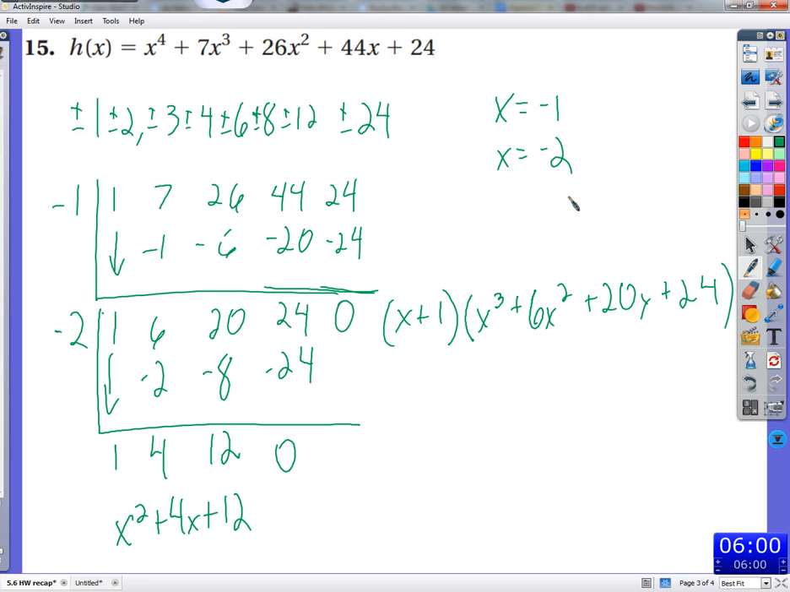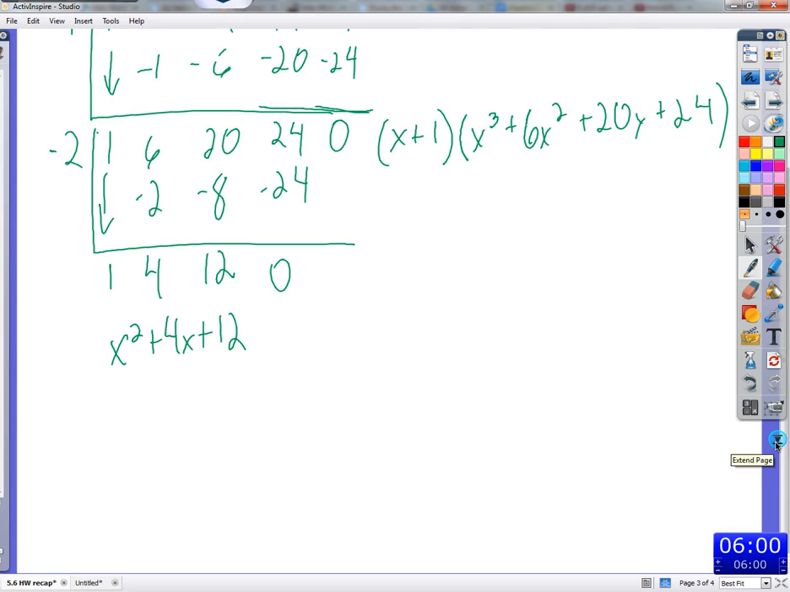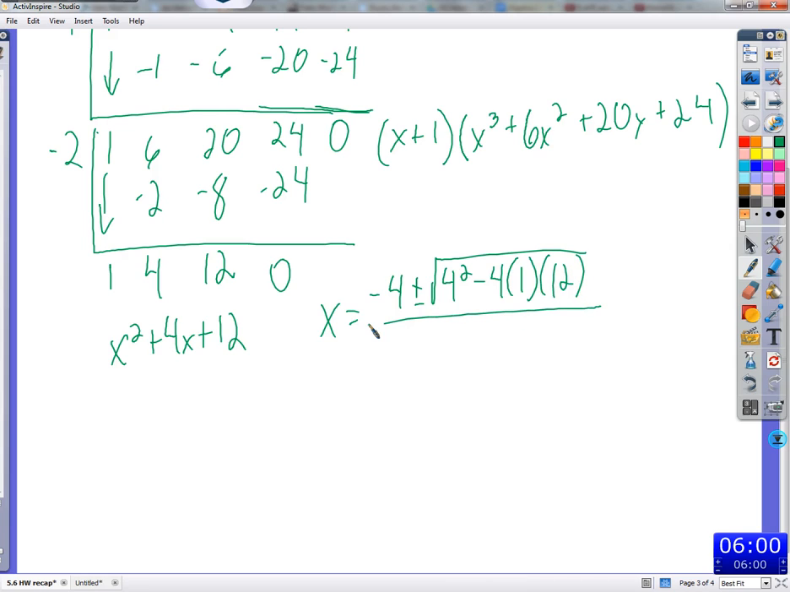And when we can't factor quadratics, we can use the quadratic formula. So we just fill out the quadratic formula here. And what's b? 4. So minus 4, plus or minus the square root of 4 squared minus 4 times 1 times 12, divided by 2a. Okay, 2 times 1.